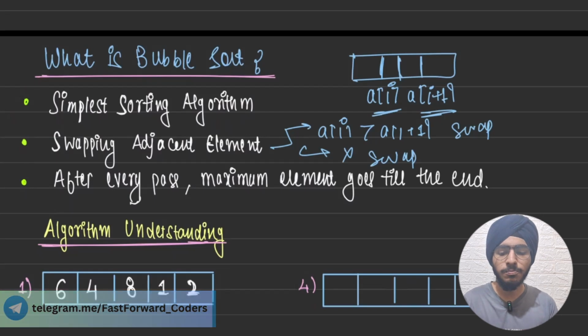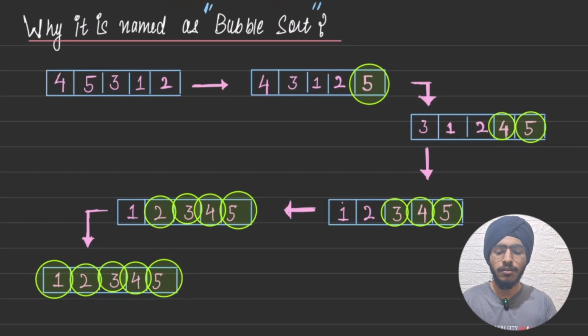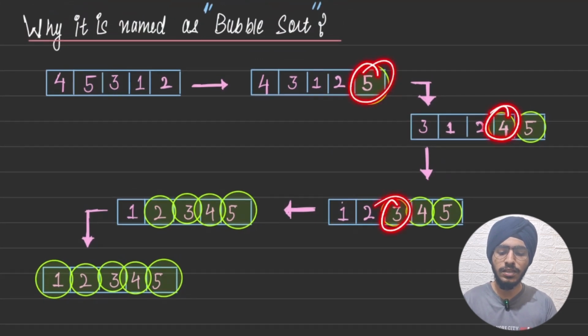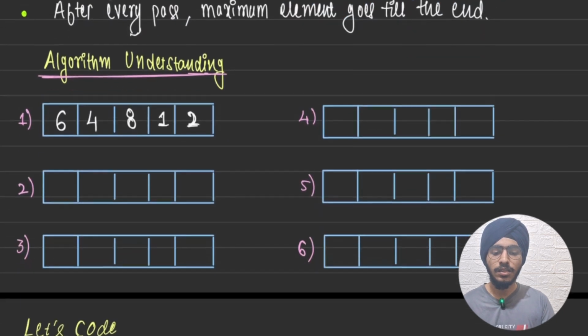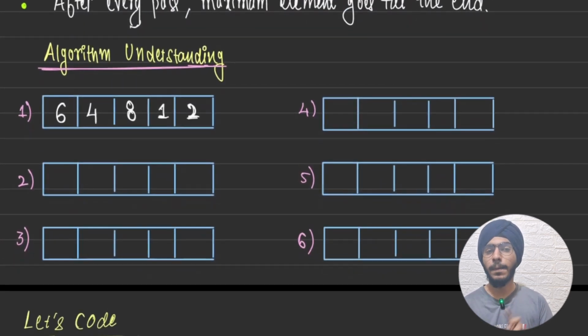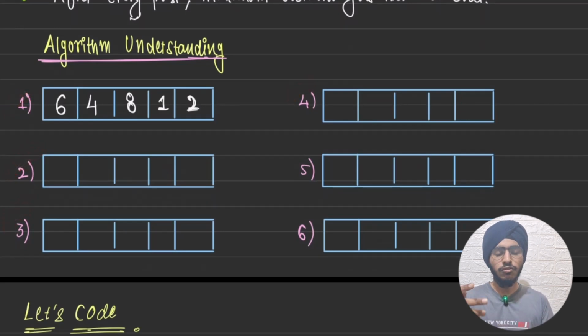Now after every pass, the maximum element goes till the end, as we have seen above. Every time 5, then 4, then 3, then 2, then 1. This is how the maximum element goes to the end. Now let's understand the algorithm, how swapping is helping us make the maximum element go till the end. These are the iterations I have written: first iteration, second iteration, third iteration, fourth iteration. So this is how it will work.